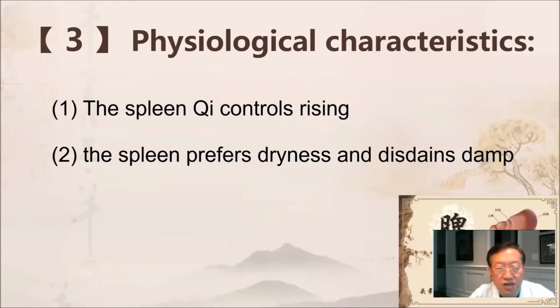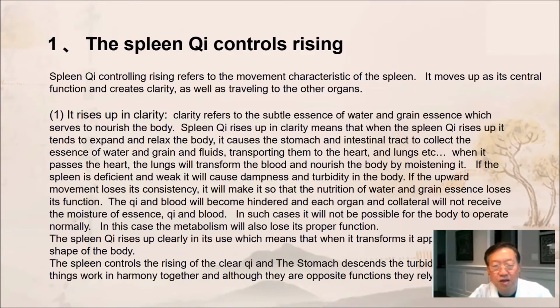Part 3. Physiological characteristics. 1. The spleen controls rising. 2. The spleen prefers dryness and disdains damp. Spleen controls rising. Spleen qi controlling rising refers to the movement characteristic of the spleen. It moves up as its central function and creates clarity, as well as traveling to other organs.